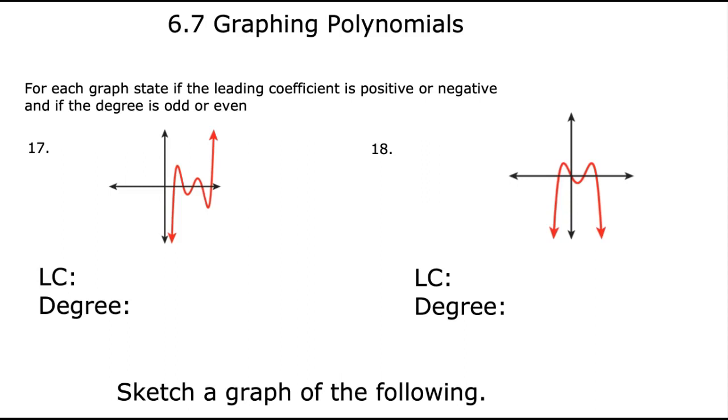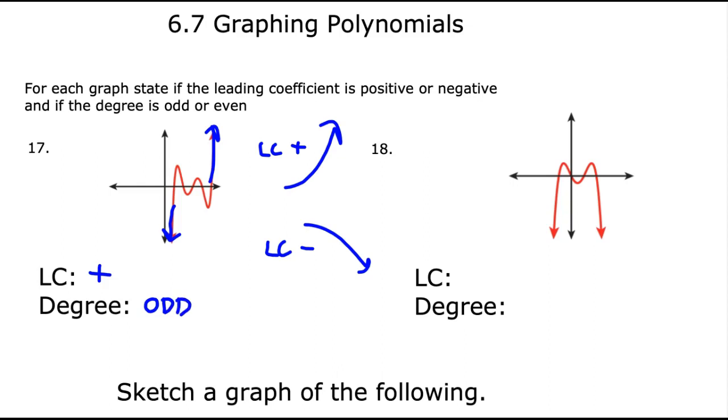Remember, if the leading coefficient is positive or negative, that tells you what the far right end behavior as x approaches infinity does. So if it goes up, that means the leading coefficient is positive, right? LC positive. If the far right goes down, that means LC, the leading coefficient, is negative. So in this case, the far right of the graph is going up, so the leading coefficient is positive. The other end behavior is going in opposite directions, so that means the degree is odd, just like a cubic graph.